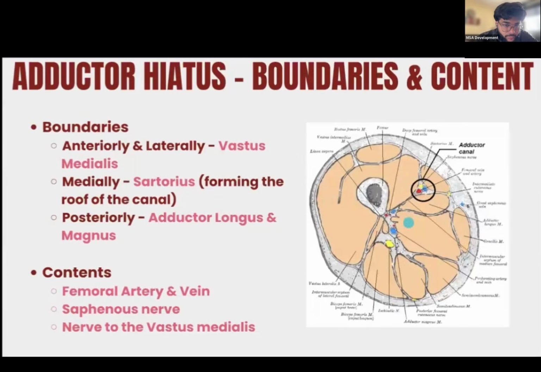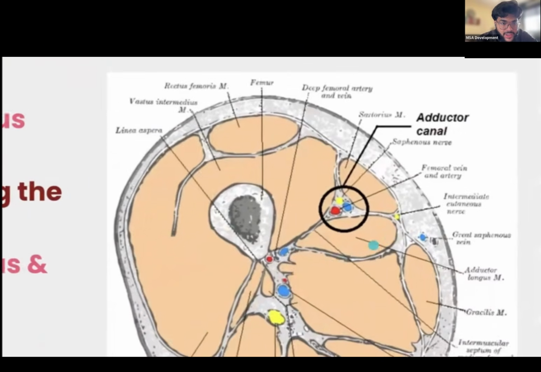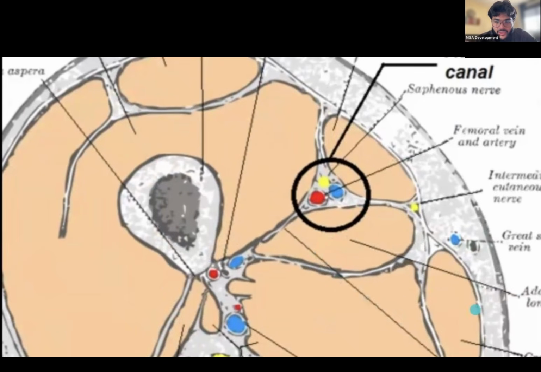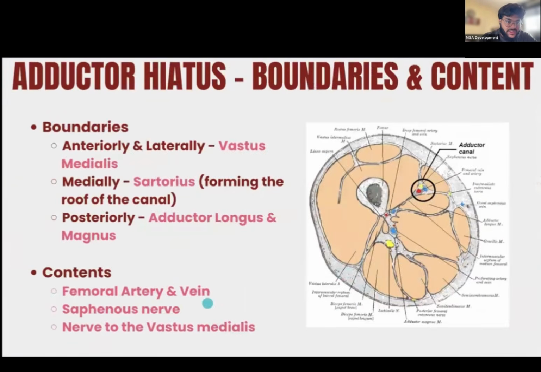Over here, you can make out the adductor canal. Anteriorly and laterally, you have the vastus medialis. Medially, you have the sartorius. This is your sartorius. Then posteriorly, you have two muscles. It's only one muscle, but for completion's sake, the slide said two muscles, so we'll say two muscles. It has the adductor longus and magnus, and the contents again are the femoral artery and vein, the saphenous nerve, and the nerve to the vastus medialis. These are the contents of the adductor hiatus.